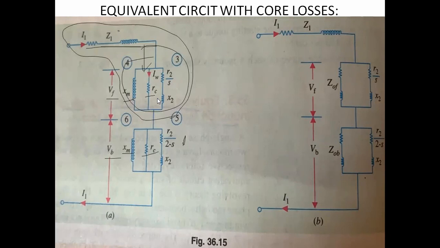The half value of the core loss equivalent resistance RC is VF by IW. RC is equal to the corresponding voltage divided by current, VF by IW.